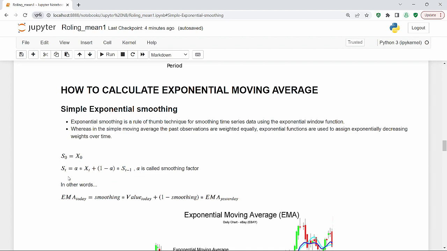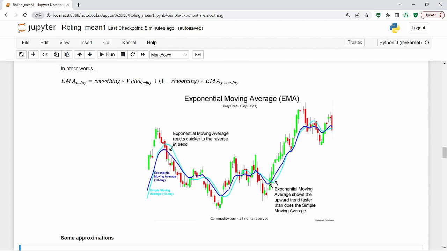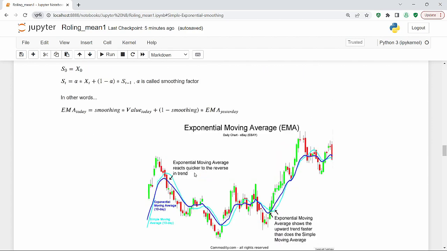Let's go. How much to give to our present value, or how much to include from previous values. That's in general what simple exponential smoothing is, controlling this information with the smoothing factor. Check that we're going to use exponential moving average to understand the different trends in our data.